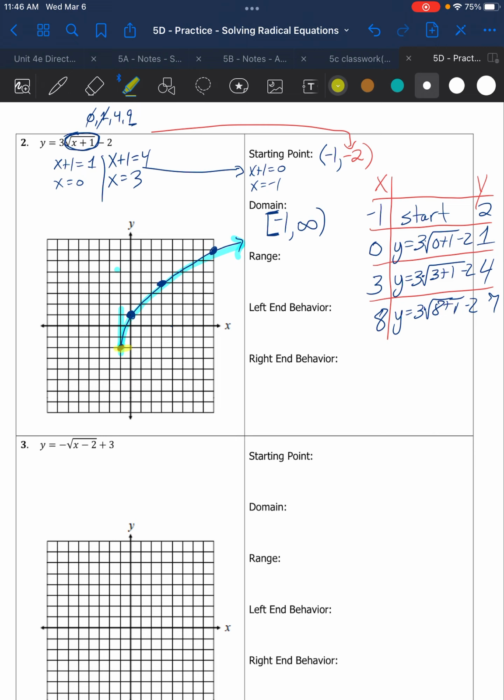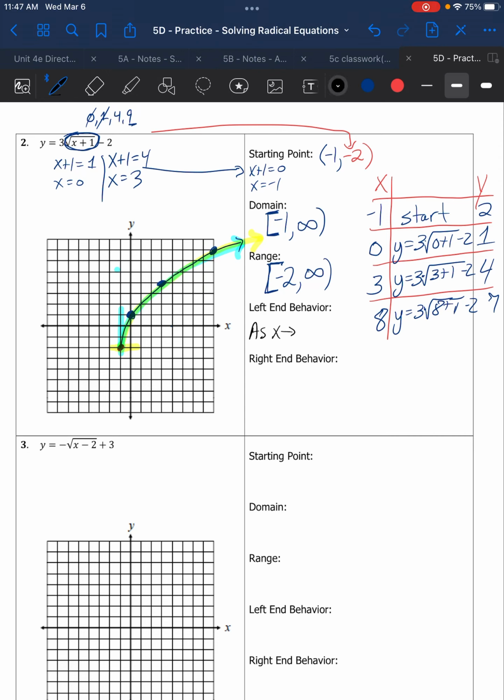For range, the lowest is at negative 2. And what's the highest? This graph goes up and up forever to infinity. So range is from negative 2 as your smallest, with a closed point there, and it goes up to positive infinity.